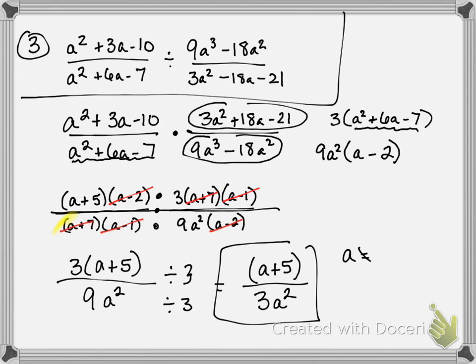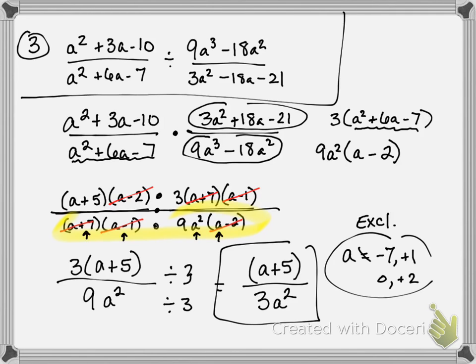So all these numbers right here, what would make that 0? So a could not be negative 7 from this. a could not be positive 1 from this. a could not be 0 from that. And a could not be positive 2 from that. Okay, and then that is it. That is all your exclusions on this problem.